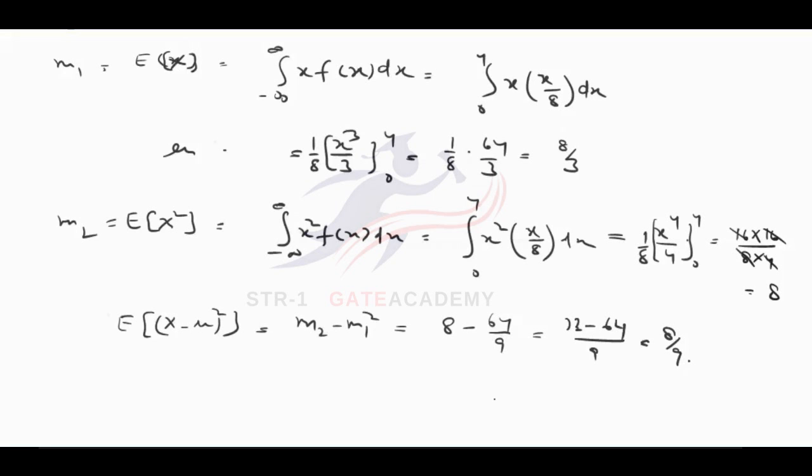We can also calculate with the formula: integral of x minus 8 by 3 whole square times x by 8 dx from 0 to 4. By putting values we get 8 by 9. For standard deviation, take the root of this: 2 root 2 upon 3. We can calculate this. Some important properties of mean follow.